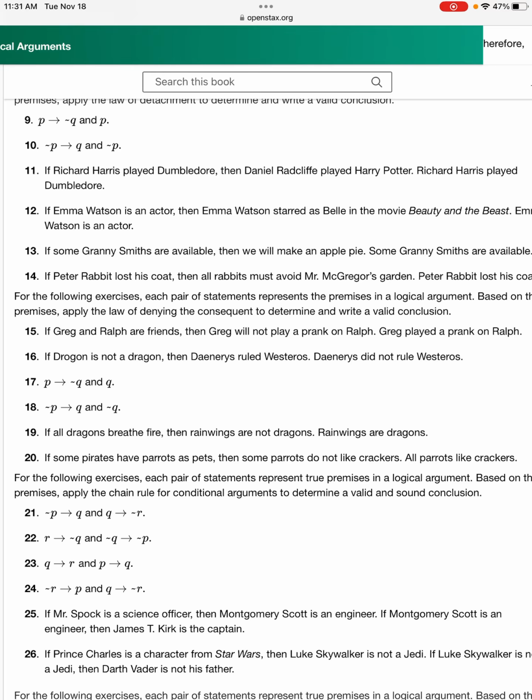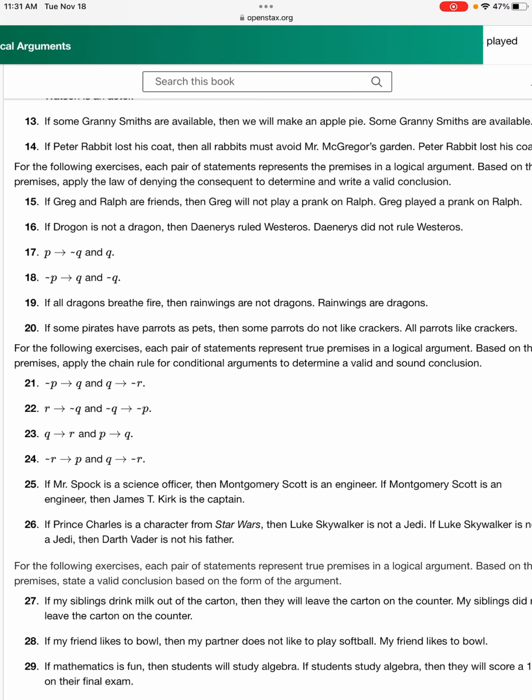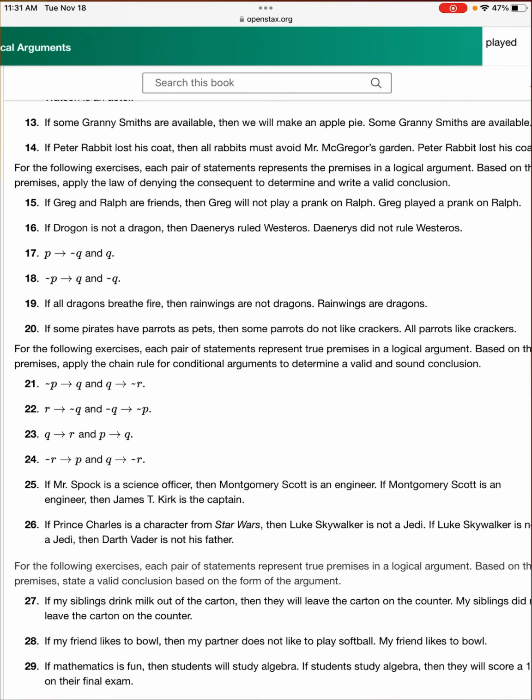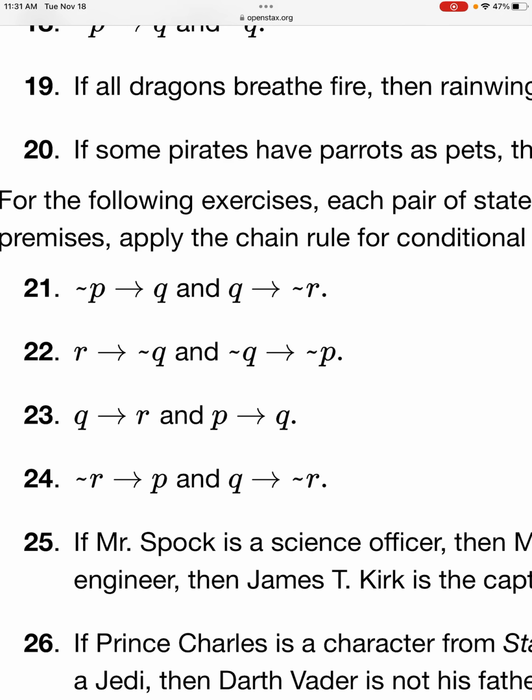And what's going to happen in the next block is you're going to do the same thing, but with the law of denying the consequent. And in the last block, you're going to do the same thing with the exception of using the chain rule. So let's go look at that chain rule. Let's look at something like number 24.